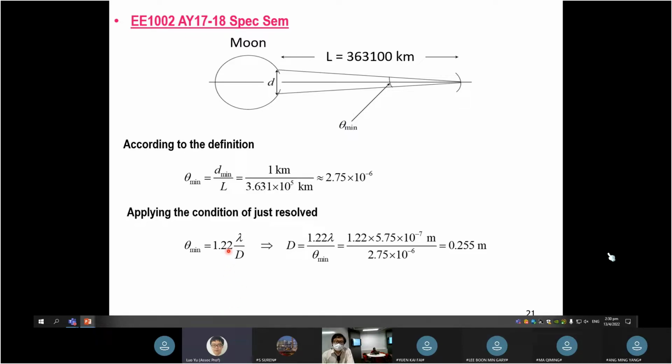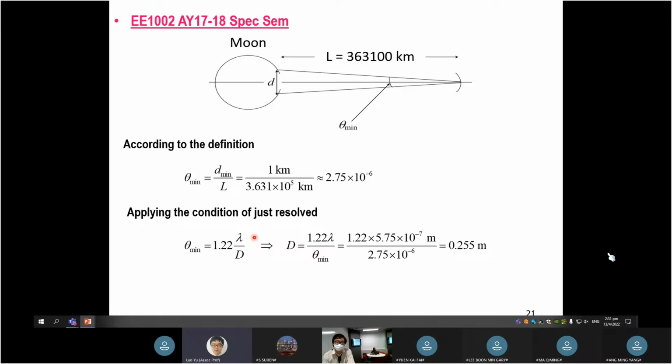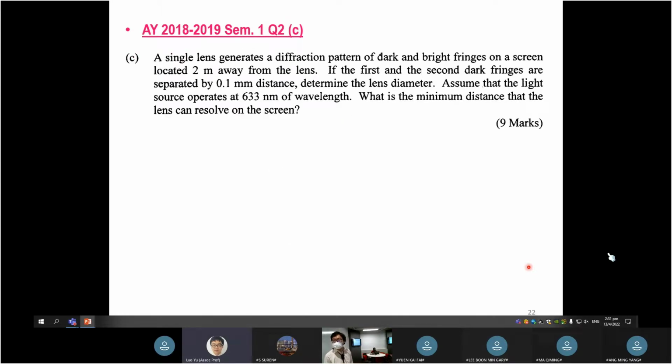Then as you can see, theta is what we have already calculated. Lambda is given in the question, I think it is 575 nanometer. Then we can quickly calculate d. In this case, it's about 0.255 meter. Quite straightforward, right?